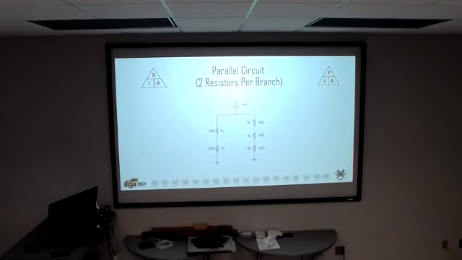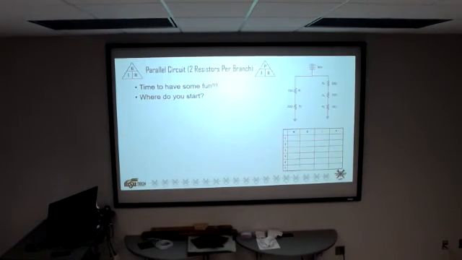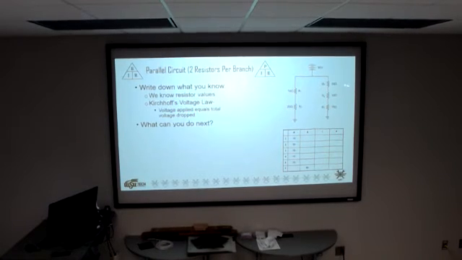Okay, so last one, we had one resistor per branch. This one is 2 or more resistors per branch. Okay, what's the first thing we do? Always find out what you have. Write what you know. Okay, so we know all our resistors and we know our total voltage. What's the next thing we can do?